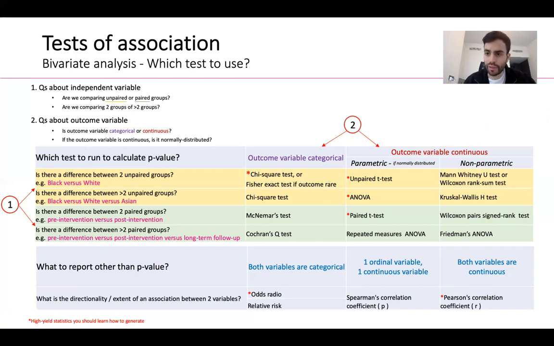After generating a p-value, you also want to describe this association in terms of the directionality of the relationship and the extent of that association, and that can be done with something like an odds ratio.